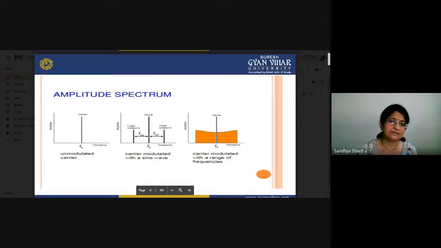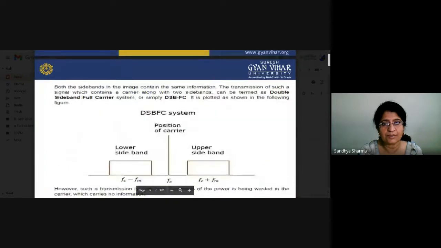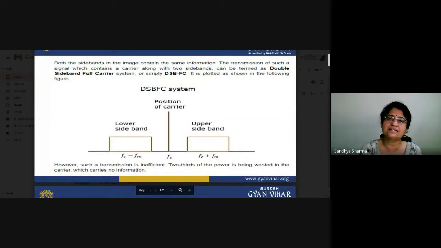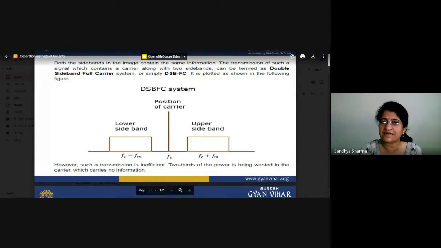By using these sidebands, now what will happen? As we have also seen in our previous lectures, our information is contained in these sidebands. So there are two options: you transmit only the sidebands, or you transmit your sidebands with the carrier signal, as we have also seen in this way. You can see here this is the DSB-FC, full carrier system. Here this is the carrier signal, and this is the upper sideband and the lower sideband.